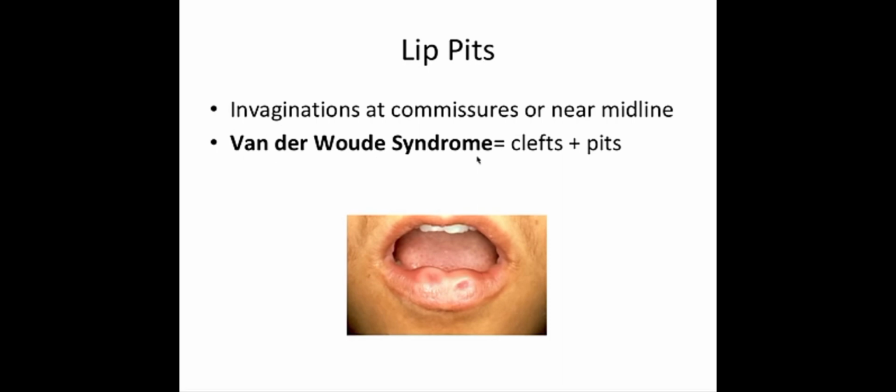But the van der Woude syndrome involves both a cleft, either lip or palate or both, and the presence of lip pits, as seen in this picture.